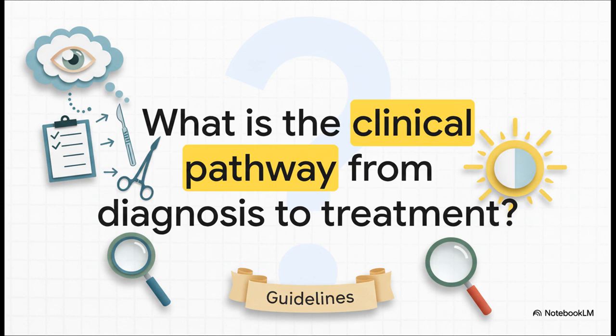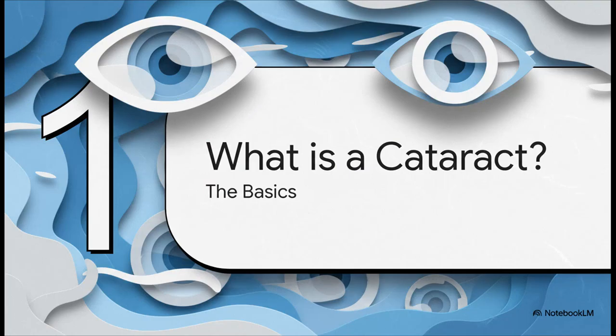In this explainer, we're going to walk through that exact clinical pathway. We're going to follow the guidelines step by step to see how ophthalmologists figure out if a cataract is really the problem, how they plan the fix, and then how they carry it out. Okay, first things first, we need a little bit of context.